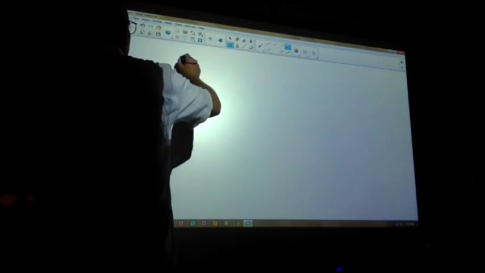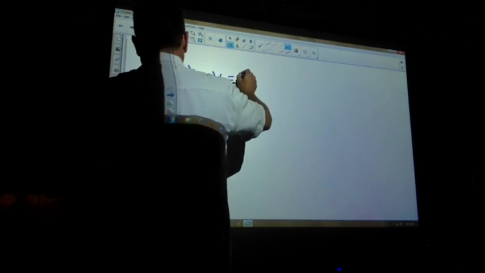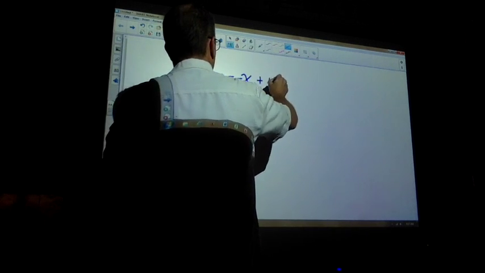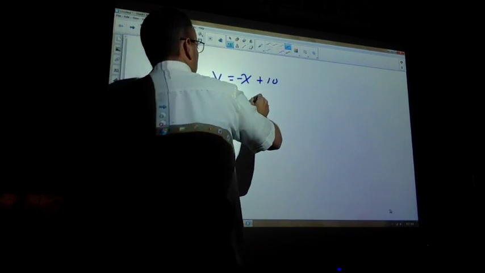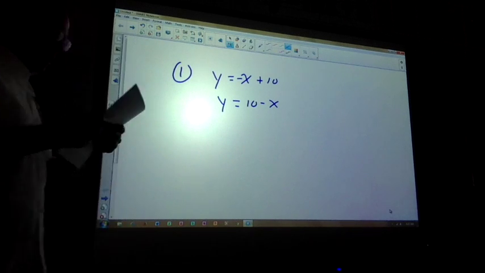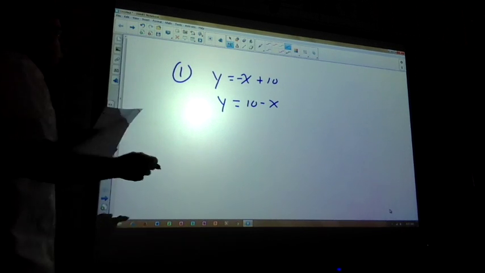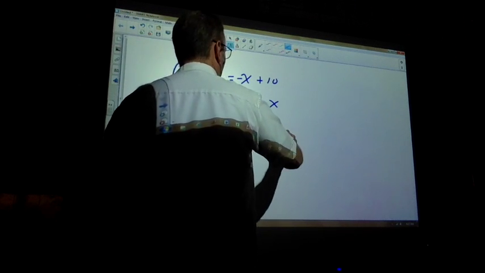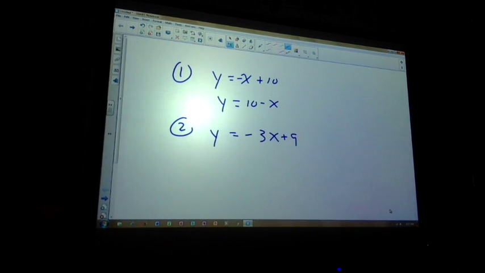So problem number 1 has an answer of y equals 10 minus x, or negative x plus 10. Okay. Problem number 2, I think I could do number 2. It looks like y equals negative 3x plus 9. Did I do that right?